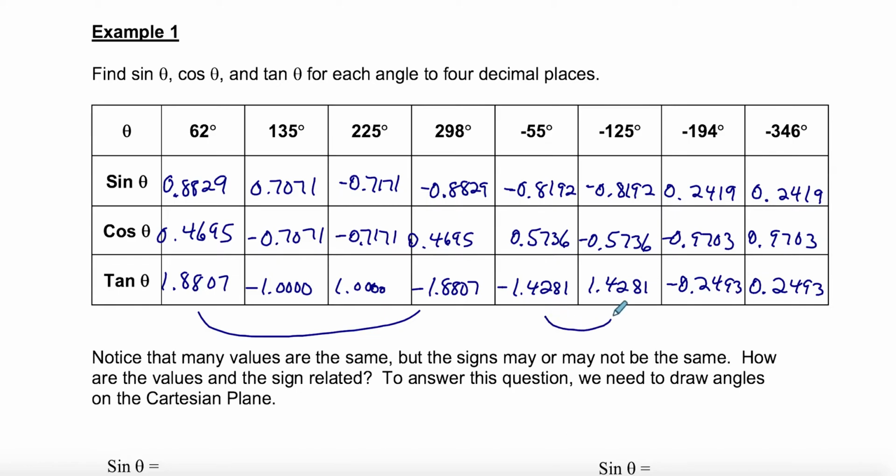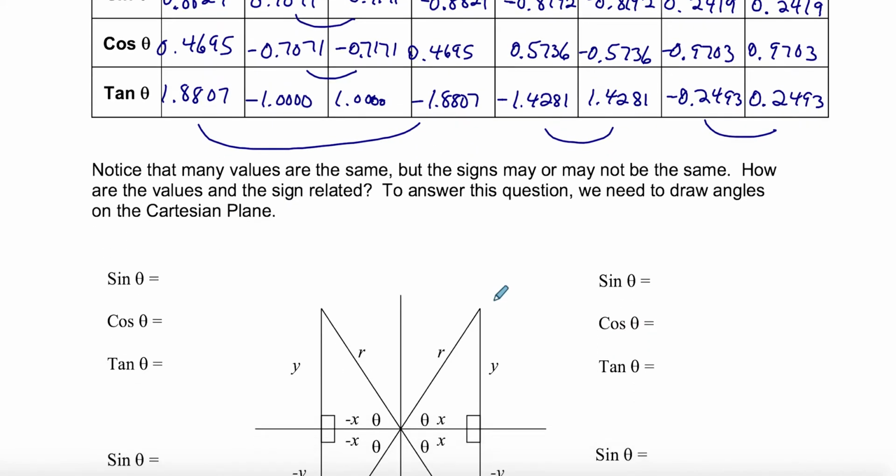Look at these two. There we go. Negative 1.4281, positive. Here's another one that's the same. Sometimes we actually have the exact same value. So why would the cosine of 135 be the same as the cosine of 225? But I wanted you to just notice how many repeating numbers you're seeing here on this table. Some are positive, some are negative. And why is this happening? So the question is, how are the values and the sign related? How come some are positive and some are negative?